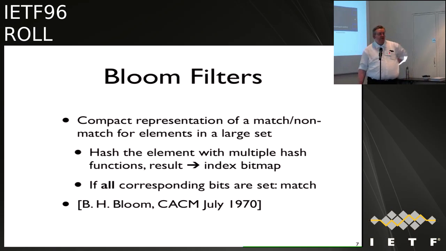And what's the answer? The answer, of course, is a Bloom filter. Who in this room knows what a Bloom filter is? Good. A Bloom filter is a compact representation of a match or non-match decision for elements in a large set. It was originally used for things like spell checkers, where you had a compact representation of the set of words. It's done by hashing the element that you want to match with multiple hash functions, setting a bit for each of the results, and then seeing if all corresponding bits are set. This is so old, it's out of patent.